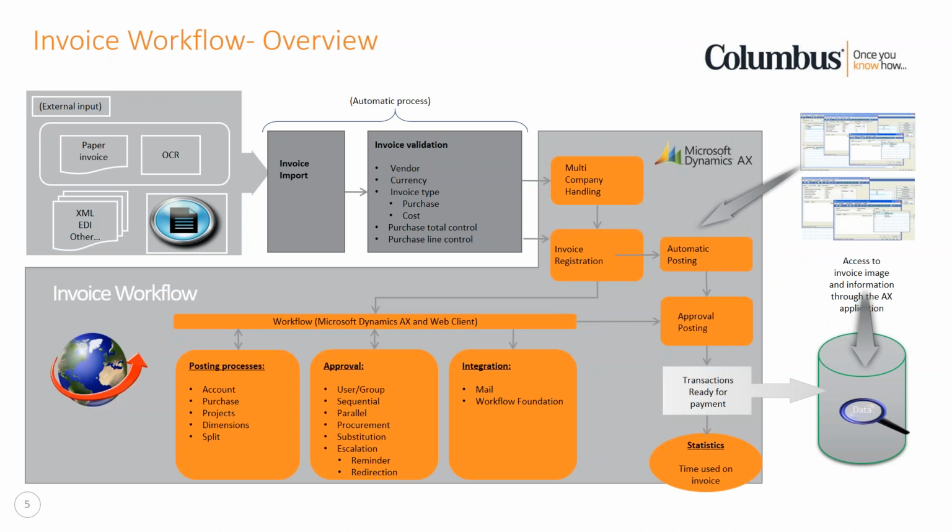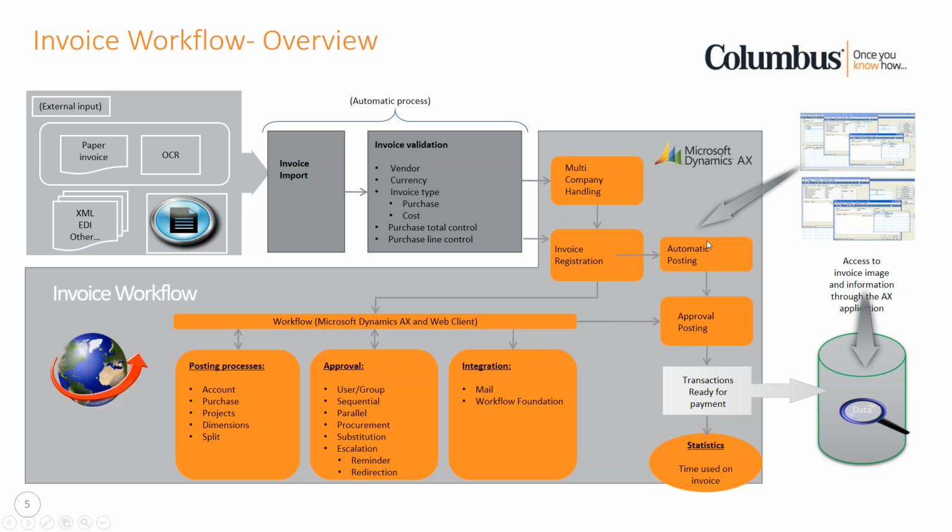This is an overview of really how it all comes together. If you look at the top left, this is where our invoices come in. It could be a physical paper copy that appears and is run through some sort of OCR, or it could come in as an XML file or EDI file. It then goes into the automatic process, which is the validation and the import. You can see there it validates vendor, currency, and whether it's a PO or a non-PO invoice.